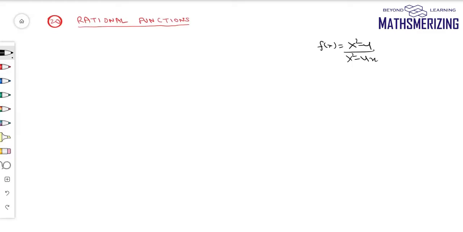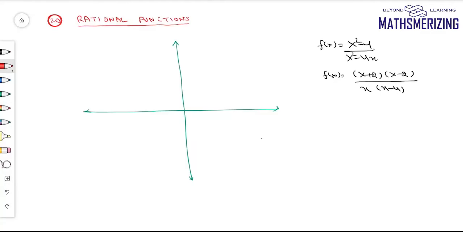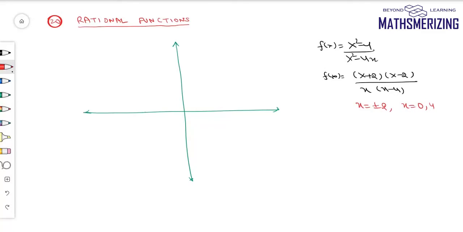Say, for example, a function is given by f(x) equals (x² minus 4) upon (x² minus 4x). First, I'll factorize it. So I'll write f(x) as (x plus 2)(x minus 2) upon x(x minus 4). Now the roots of the numerator are x equals plus or minus 2, and the roots of the denominator are x equals 0 and 4. So I'll mark all four points on the x-axis. I'll get minus 2, 0, plus 2 and then plus 4.